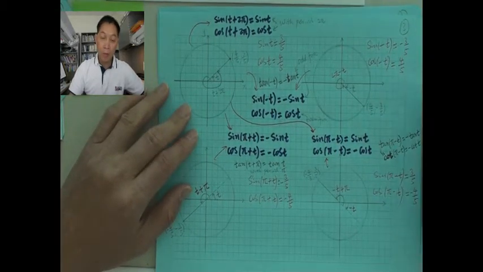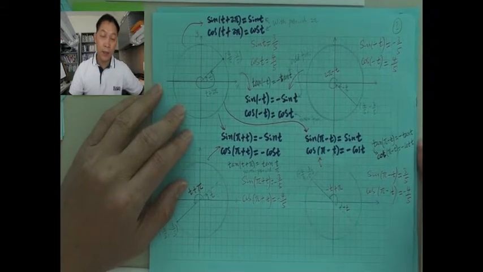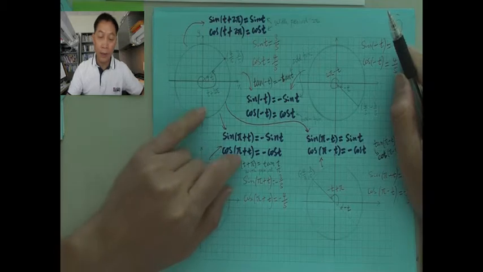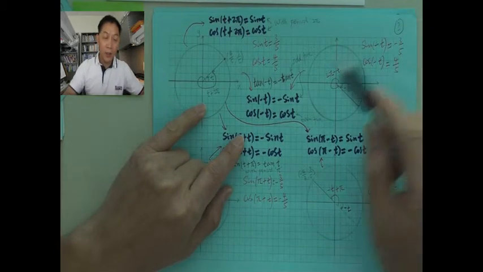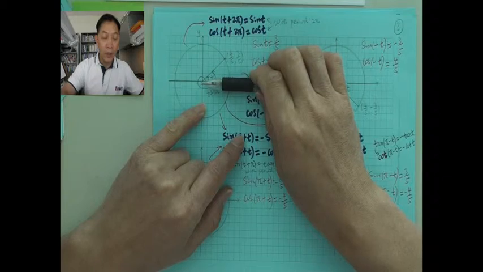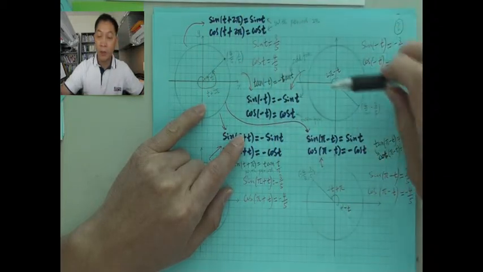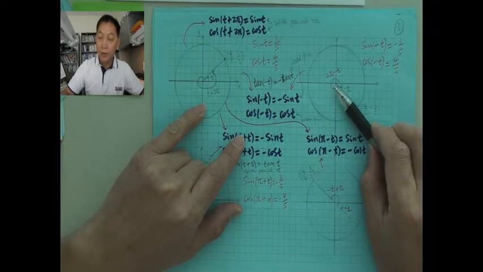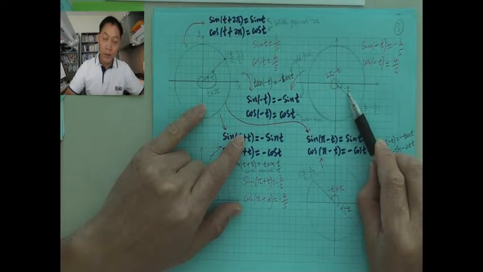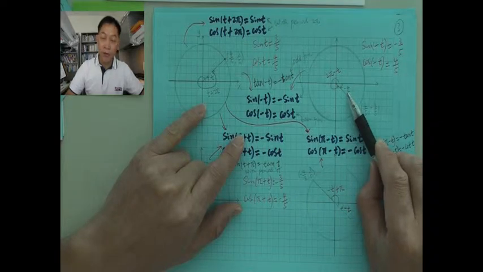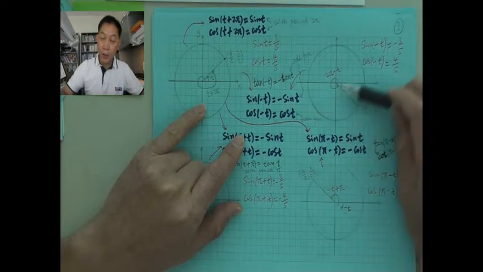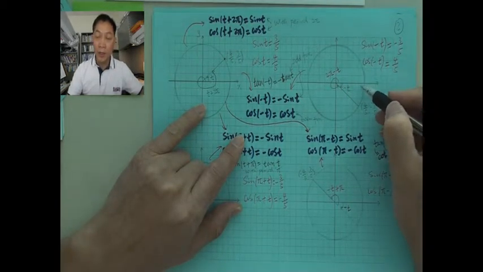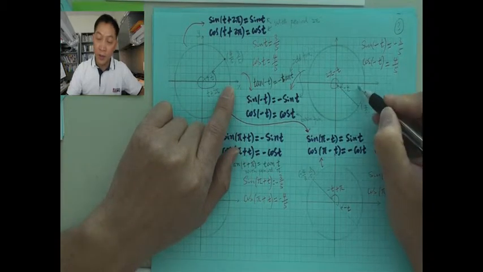Okay. Now, let's consider the negative direction. From here, if I rotate up to here, that's positive t. But if, starting from here, I rotate up to this place, I have a negative t. With the same amount of angle, but the direction is different. So then what we get is the x coordinate is still the same. You see it's still here.